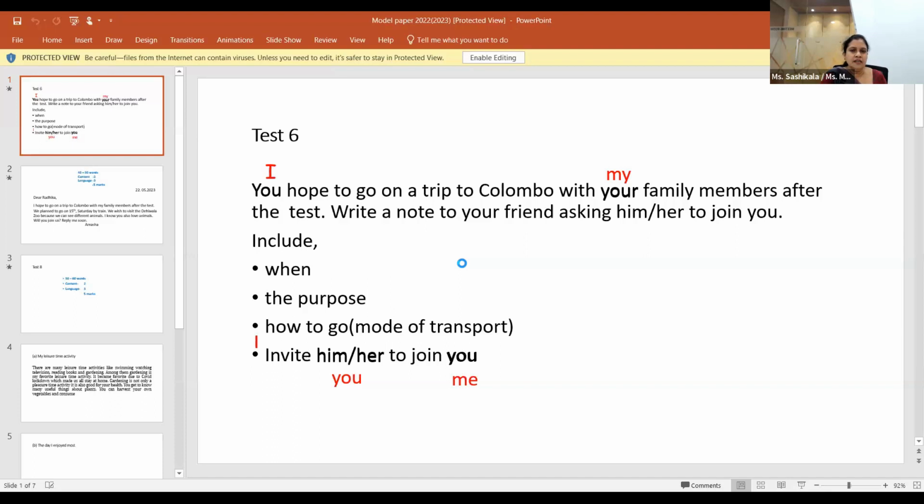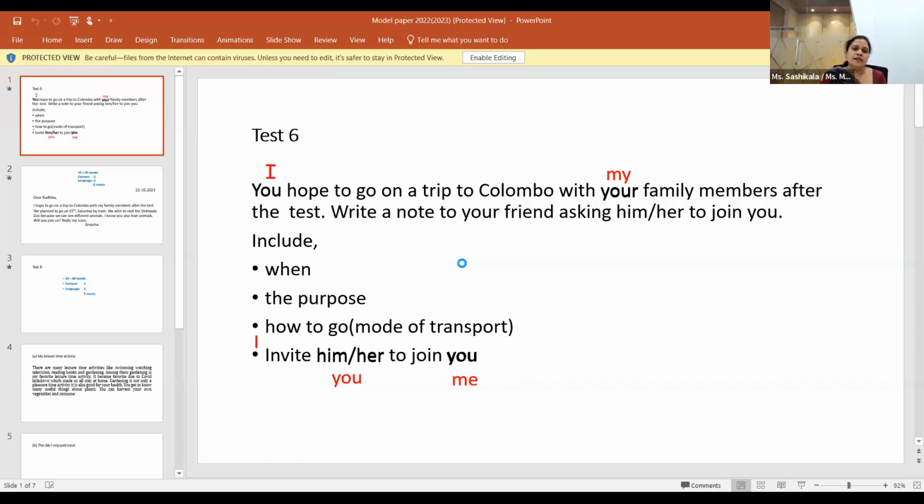It's 22nd May 2023. So after that, you have to add to whom you are writing this note to. I write this note to my friend Radhika. So, dear Radhika, I have used a punctuation mark after that, that is a comma.